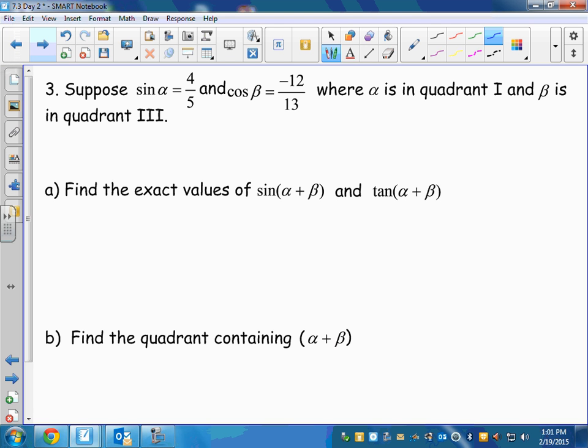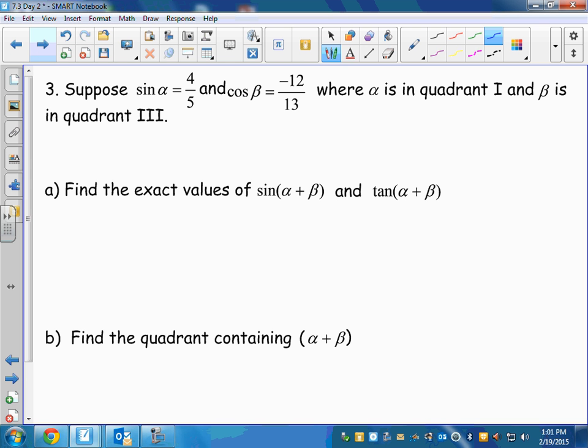But it says, suppose that sine of alpha equals 4/5 and cosine of beta equals negative 12 over 13, where alpha is in quadrant 1 and beta is in quadrant 3. Find the exact values of sine of alpha plus beta and tangent of alpha plus beta. So the difference between what we did with these formulas before is before they actually gave you an angle, right? Like find the sine of 30 degrees plus 45 degrees, and you actually could break it up.